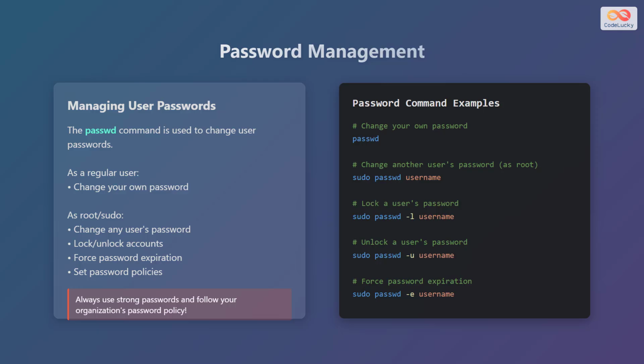To lock a user's password, execute sudo passwd -l username. To unlock a user's password, type sudo passwd -u username. And to force password expiration, run the command sudo passwd -e username.